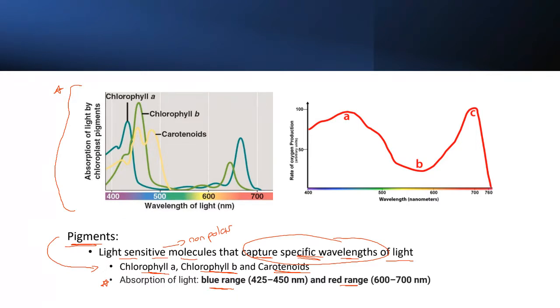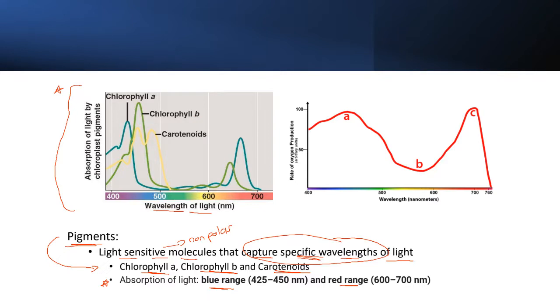What is this graph telling you? Well, the y-axis is the absorption of light by chloroplast pigments. There are three pigments here, right? Chlorophyll A, chlorophyll B, and carotenoids. This tells you how much is being absorbed. And the x-axis is the wavelengths of light that are being absorbed. So far so good. Now let's go step by step. I'm going to erase this part here.